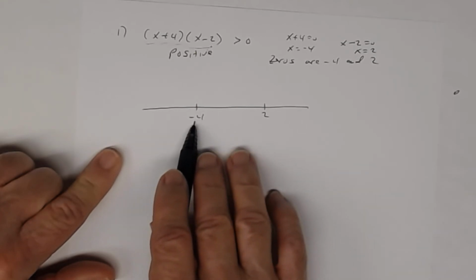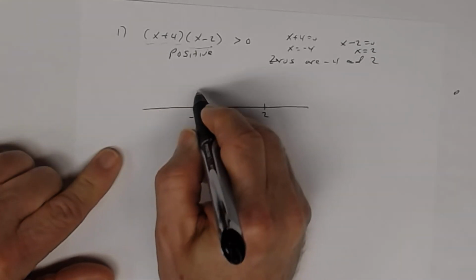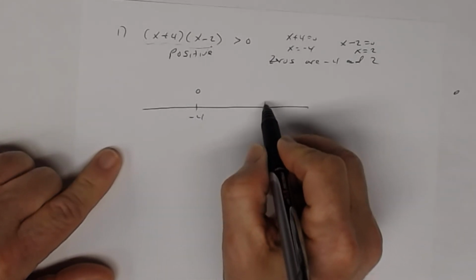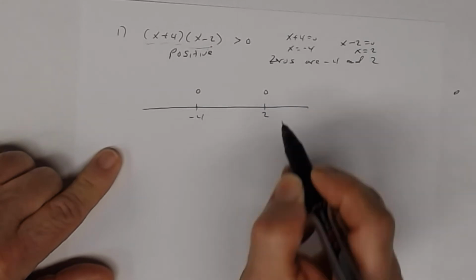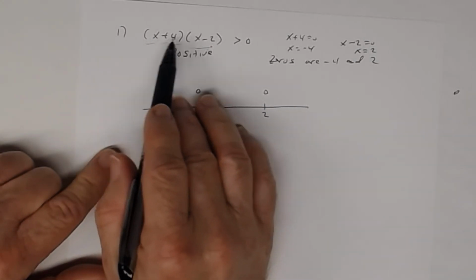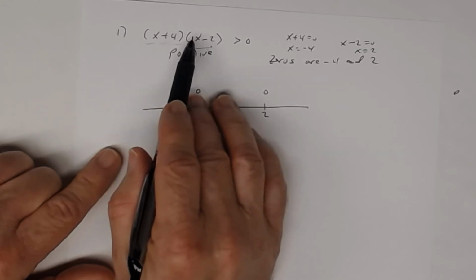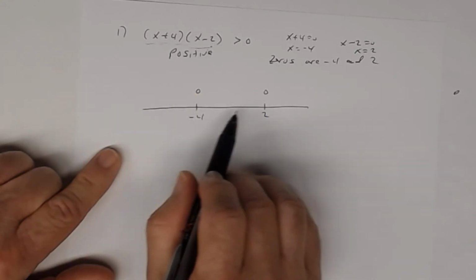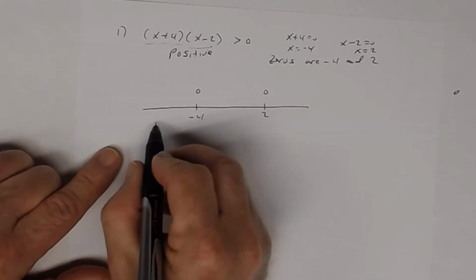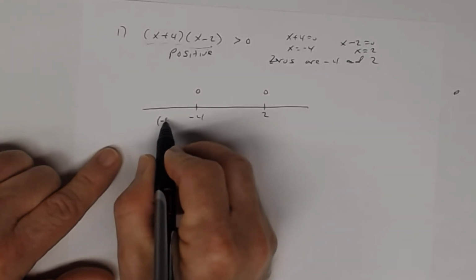Negative 4 and 2 are your zeros. That means if you substitute negative 4 into here, you're going to get 0. If you substitute 2 into here, you're going to get 0. And you know it's true because 2 plus 4 is 6, 2 minus 2 is 0, 6 times 0 is 0. That's why those are called zeros. Okay, pick a test point. Let's say we pick the test point negative 8 here.